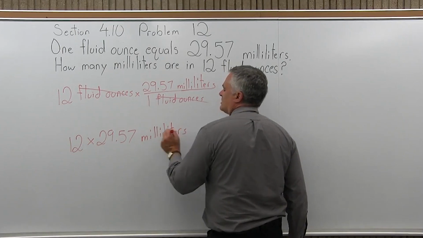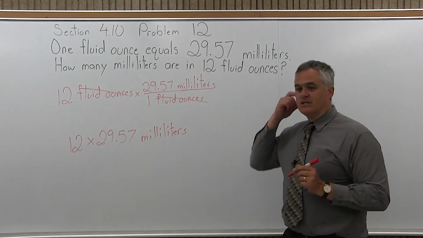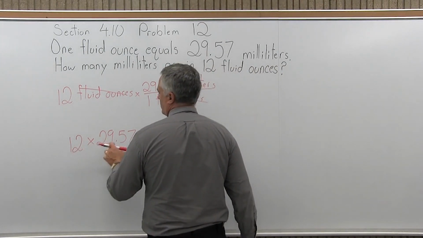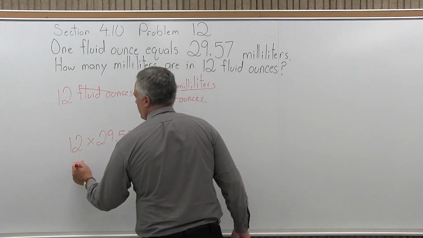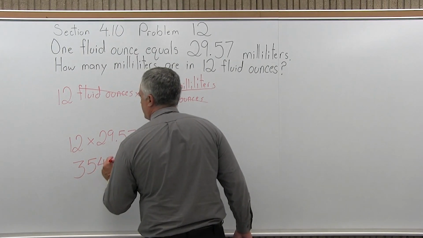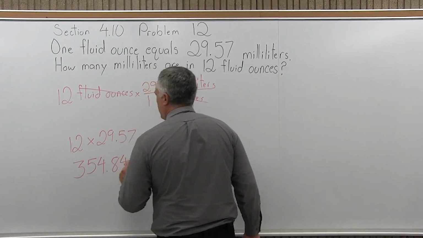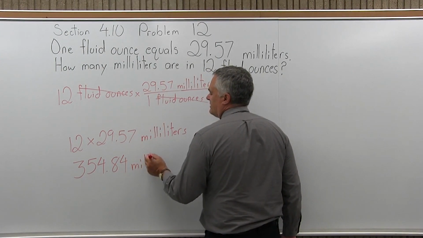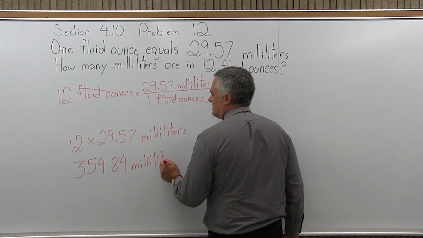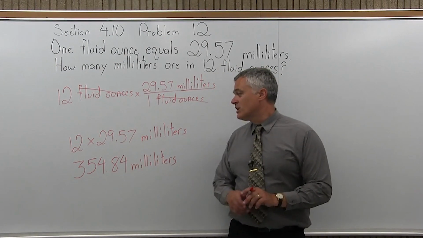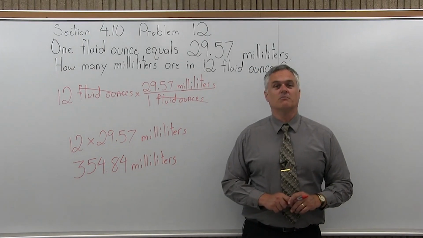Now, that's not something that most people will be able to do in their head. It's very tedious to do by hand. I would recommend using a calculator. Just 12 times 29.57. Your calculator will tell you pretty quickly that that is 354.84. Again, you must include your units of measure, which is milliliters. So the answer is 12 fluid ounces is equivalent to 354.84 milliliters.